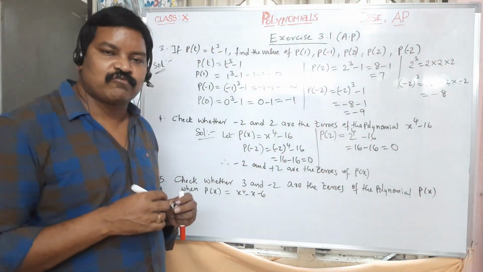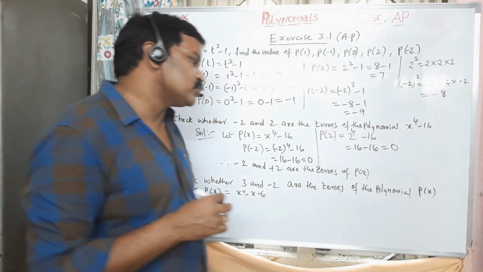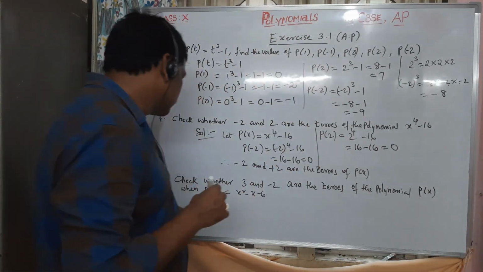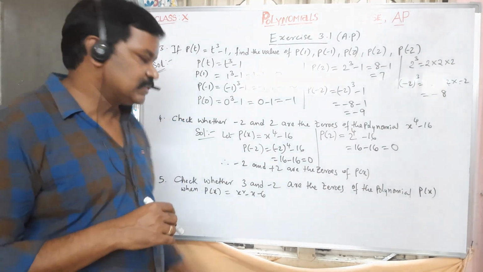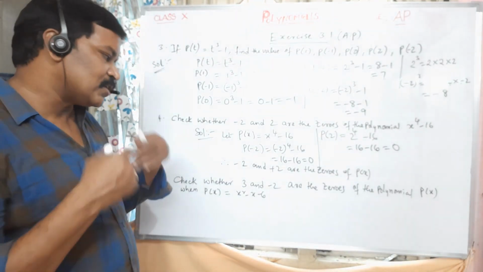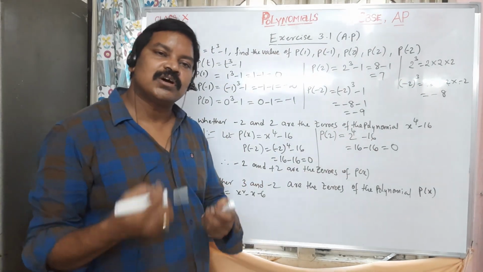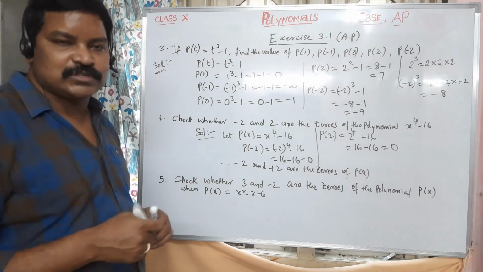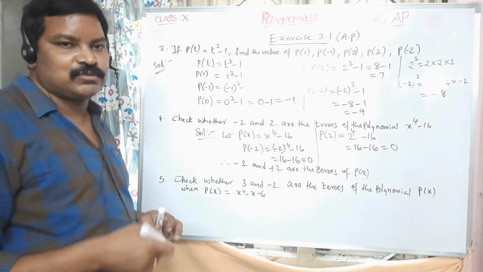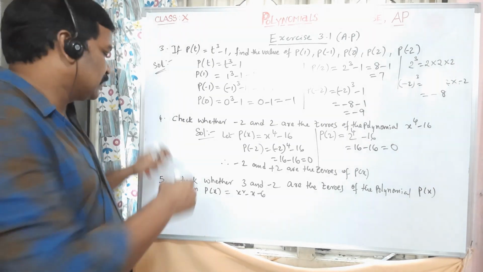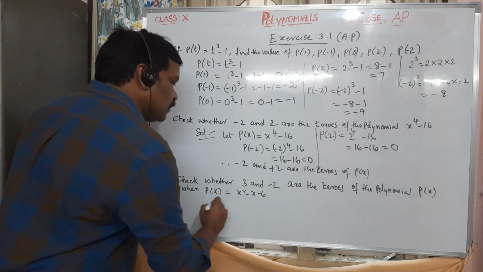Next, fifth question. Check whether 3 and minus 2 are the zeros of the polynomial p of x when p of x is equal to x square minus x minus 6. This is the polynomial. We have to again check whether these two are zeros or not. Same as the fourth sum. You can do it yourself. Please do it in your notes. Meanwhile, I will do it on the whiteboard here.